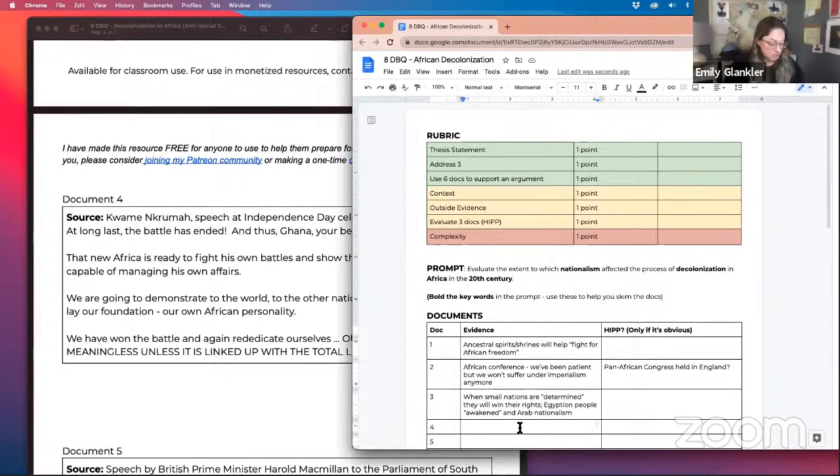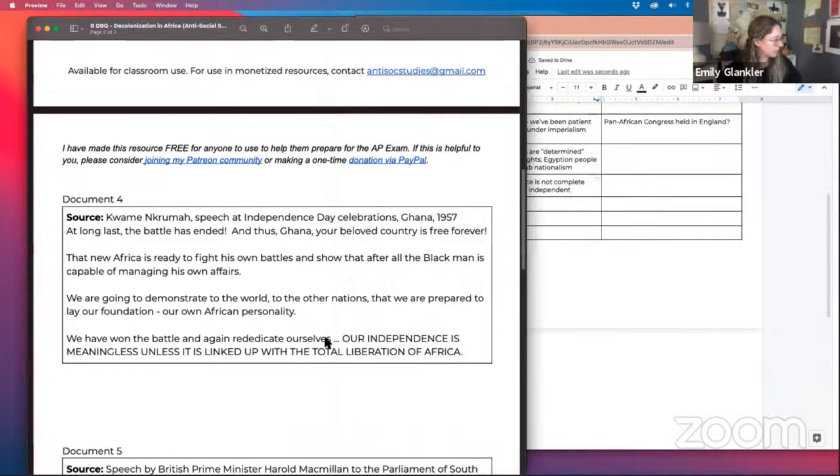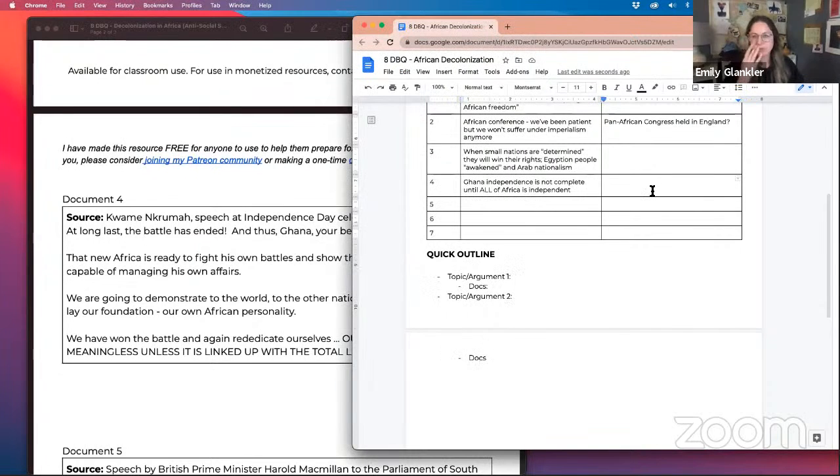Okay. So what I'm seeing here is Ghana independence, but he's saying it is not complete until all of Africa is independent. That sounds like some African nationalism to me, but I don't know. We'll talk more about it later. Okay. I'm just going to say anytime I see a political speech, that's a good one to come back to if you want to later, right?